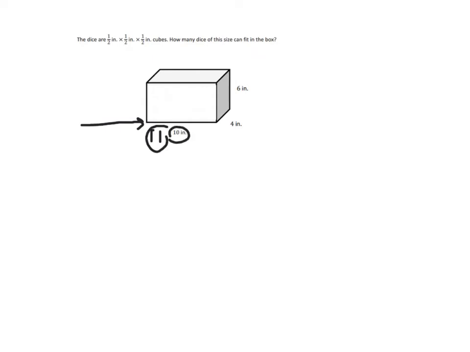So we have 10 inches, and if 1 whole inch has 2 dice, we can do 2 times 10, and that gives us 20. So that's going to be our first number there. There's going to be 20 along this bottom section. Now in the 4-inch section here, again, we still have 2 dice that make 1 inch. So 2 times 4 is 8.